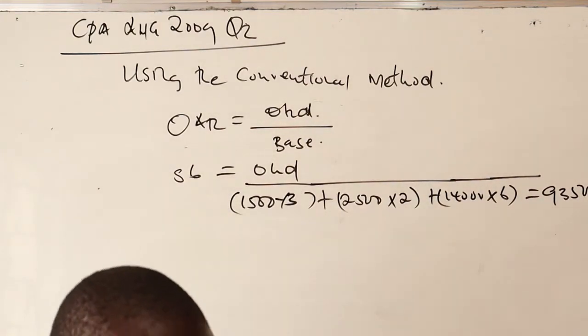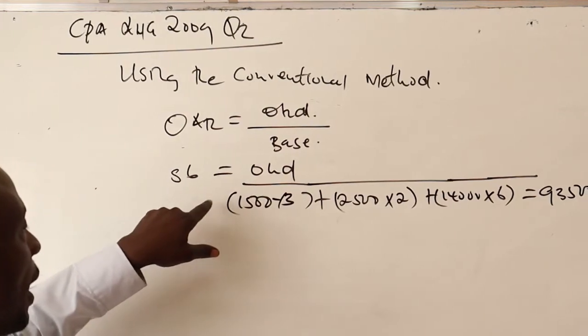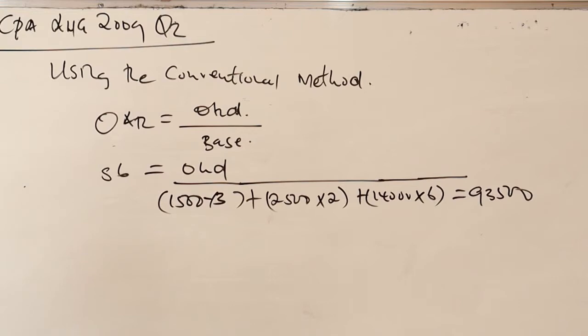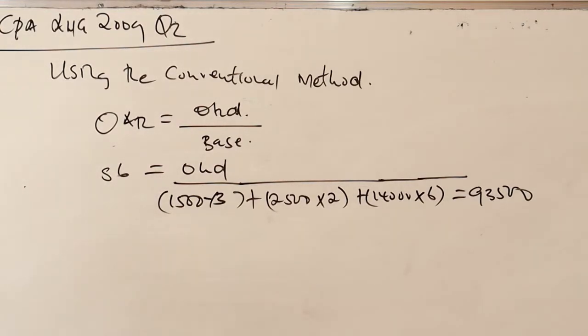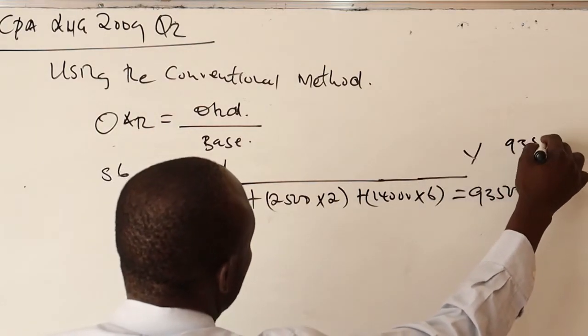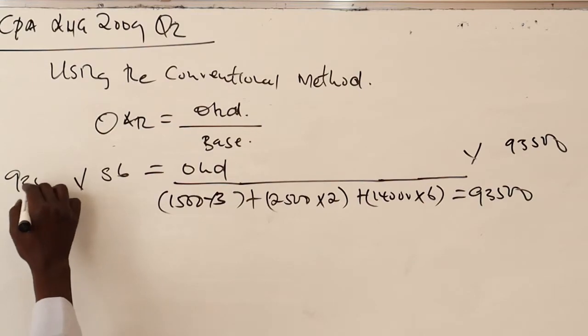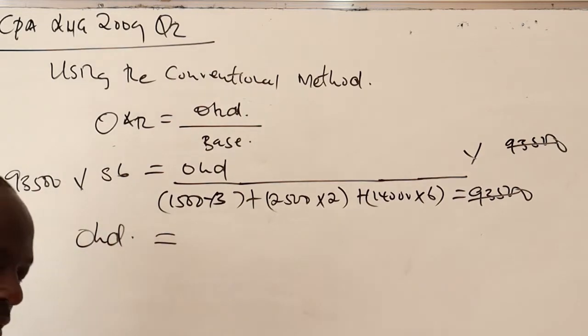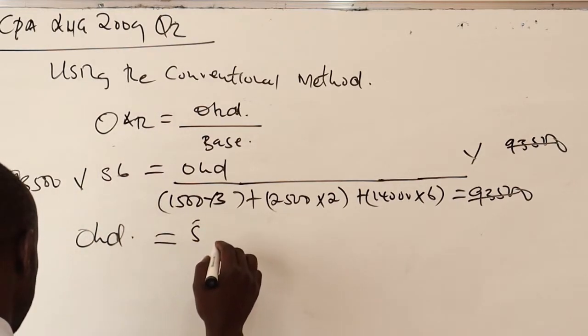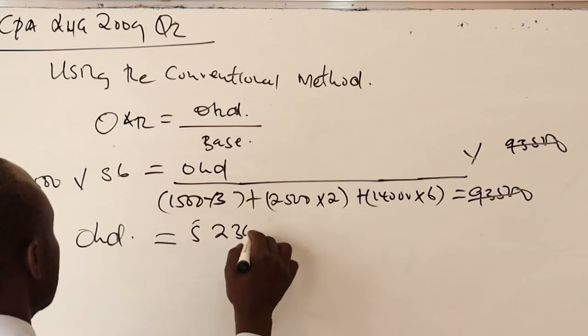So we have been given the rate. The normal way is for you to determine the rate, where the question will provide overheads and the base. But in this question, they had given you the rate and the total machine hours, the base. So they wanted you to determine first of all the overheads. For us to do that, we're going to multiply both sides by 93,500. So the total overheads will be 93,500 times 56. It will be 5,236,000.